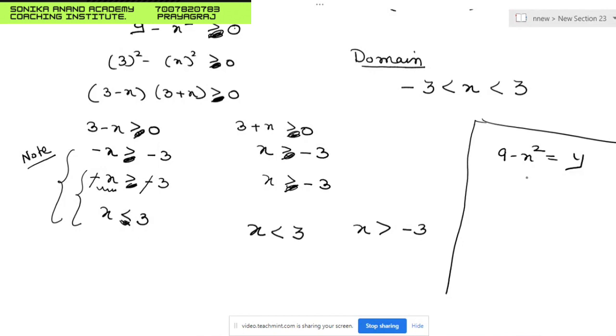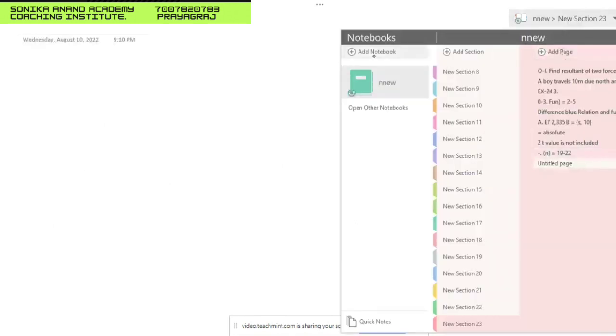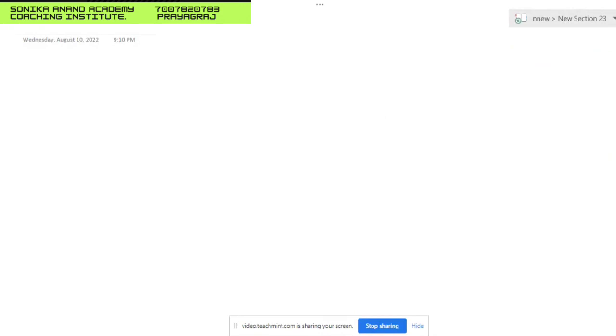How will you find the domain and range? So x square is equal to y minus 9. I will tell you in detail after that. Now for the range, the values must be positive. Only positive values are considered over here. I will give you some more examples in order to explain.